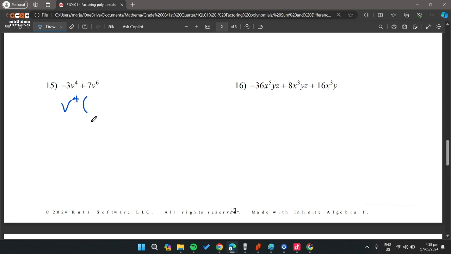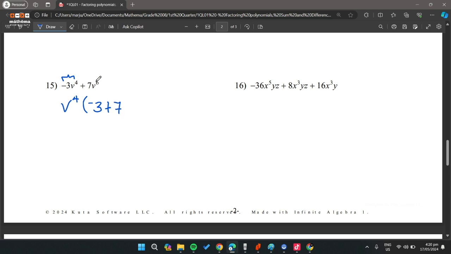Factor out lang natin yung V exponent 4. Ganun lang gagawin natin. Alright? So, once we factor out V exponent 4, anong naiwan dito? We are left with negative 3. Alright?